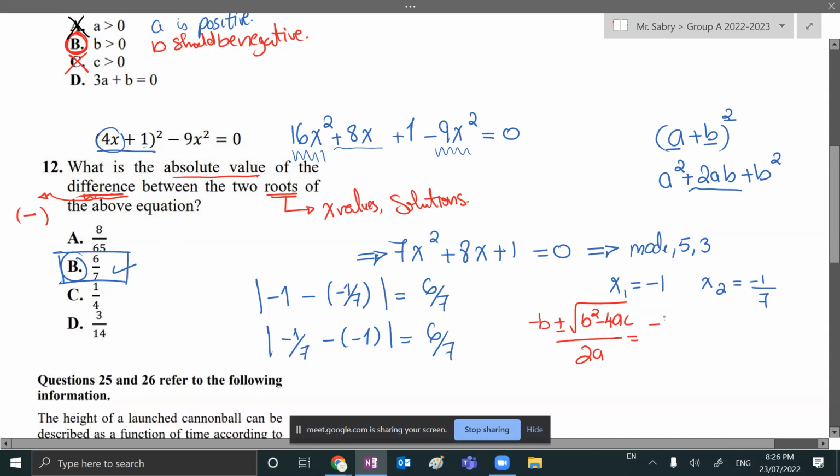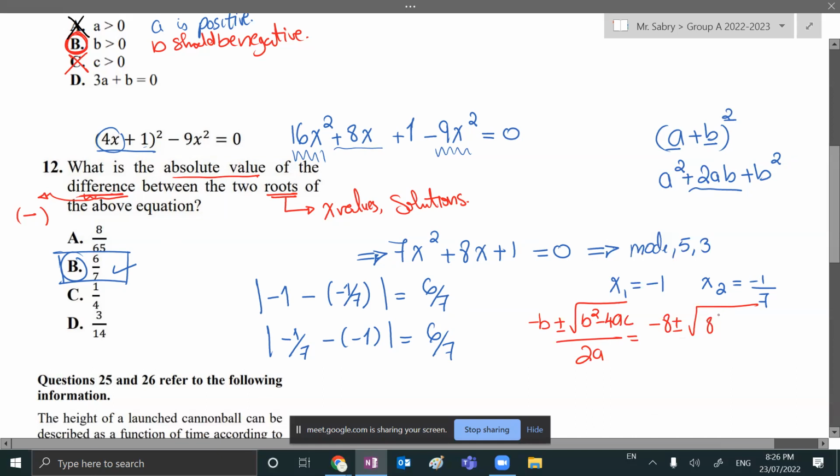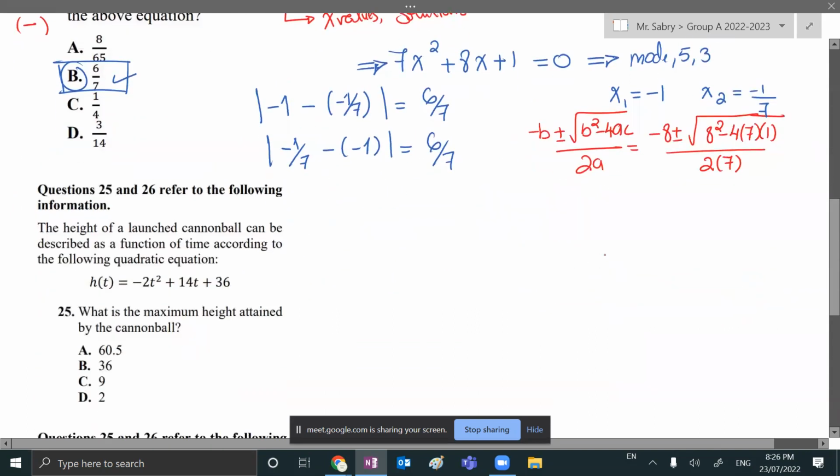So if you started to apply this, you'll get negative 8 plus or minus square root of positive 8 to the power of 2 minus 4a, which is the 7, and the c, which is 1. All of this is then divided by 2 times the 7. Simplify this as much as possible. You'll get negative 8 plus or minus square root. 8 to the power of 2 is 64. 4 times 7 is 28, 4 times 7 times 1. 64 minus 28 is 36. All of this is over 14.